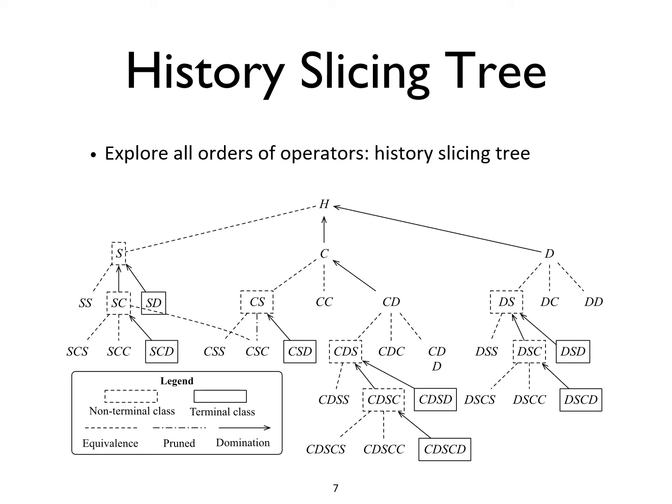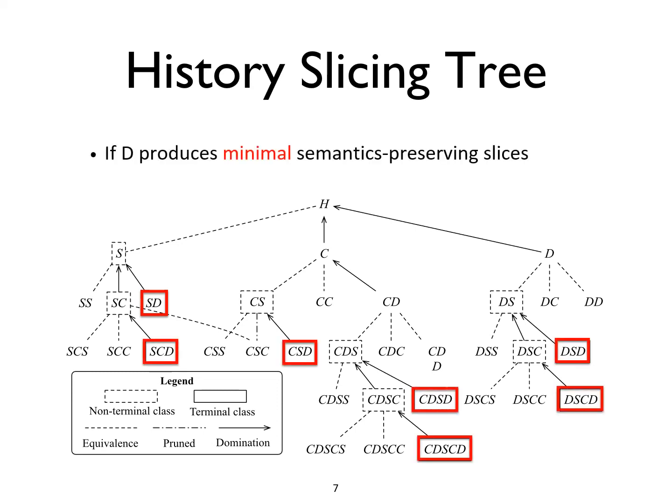Exploring all orders of transformation sequences results in a history slicing tree. We have discovered and proved two properties of this tree. The first property is that if D produces an optimal semantic preserving slice, then SD is an optimal transformation sequence. The second property is that if D produces a minimal semantic preserving slice, then the optimal transformation sequences are within the set of 7 sequences: SD, SCD, CSD, CDSD, CDSCD, DSD, and DSCD. The proofs can be found in the paper.